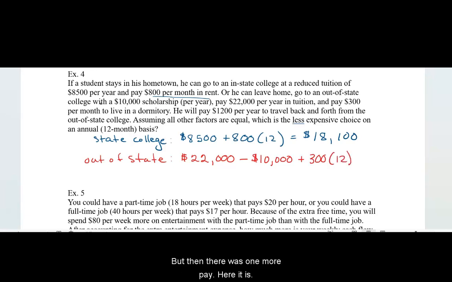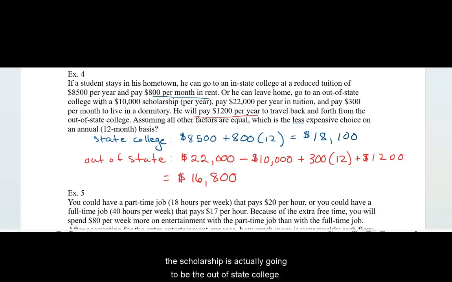But then there was one more payment. Here it is. He will, right here, if you can see my mouse, he will pay $1,200 per year to travel back and forth from the college. All right, so you're going to do some math here. We're going to subtract, then we're going to add those two amounts. And that gives us $16,800. So the less expensive option because of the scholarship is actually going to be the out-of-state college. So that would be our answer, the out-of-state.